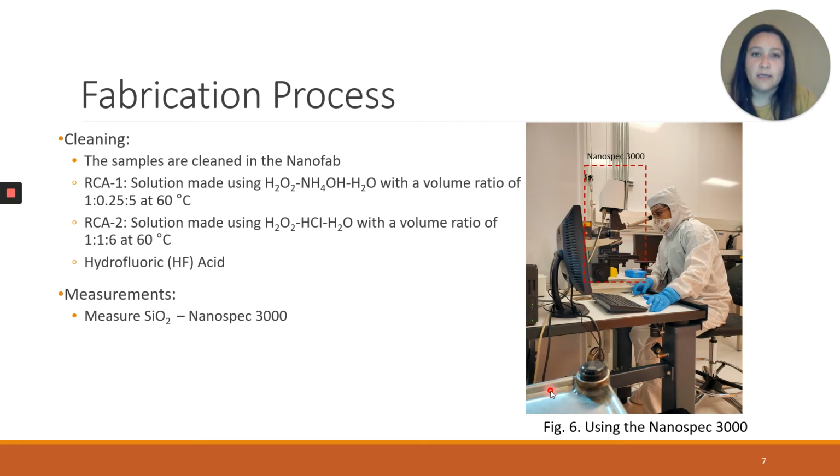So for my experiments, and specifically the fabrication process, I had to make sure that these samples were clean. So I was trained in the NanoFab to be able to run RCA1 and RCA2 cleaning, as well as learning how to use that HF acid. I also, to be able to do the characterization, the measurements of the silicon dioxide layer, I used the NanoSpec 3000 and was trained on that.